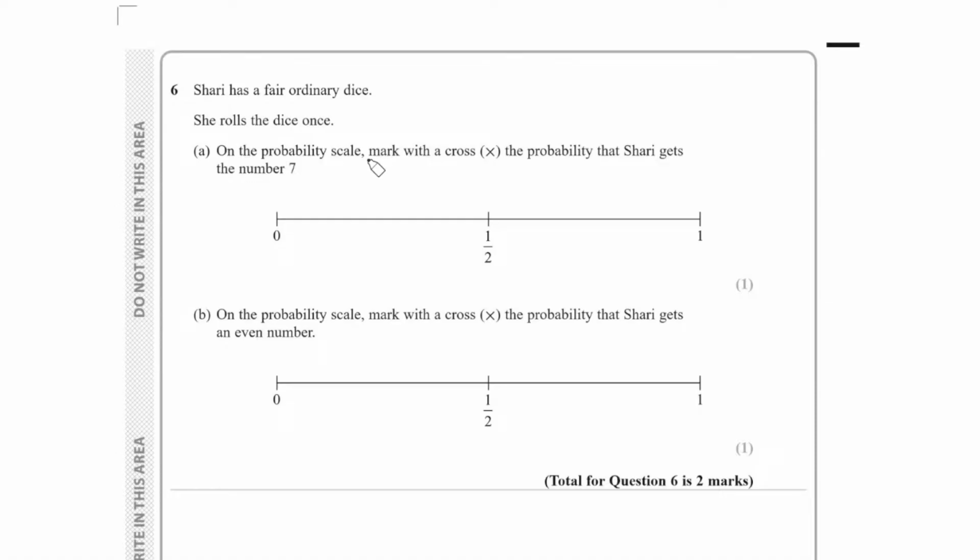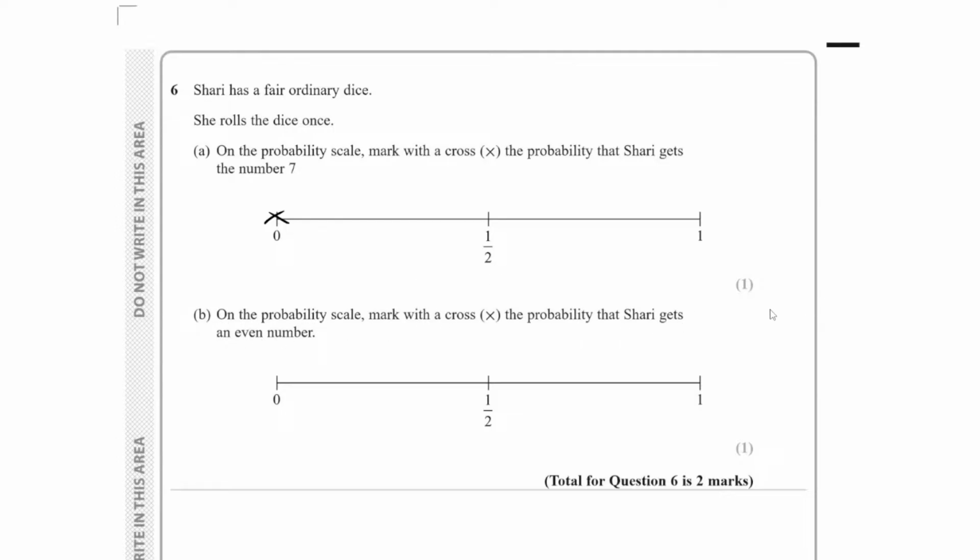On the probability scale, mark with a cross the probability that Sherry gets the number 7. Now, I've just said that a dice goes from 1 to 6. There isn't a 7, so there's literally 0 chance of getting a 7. It's impossible.